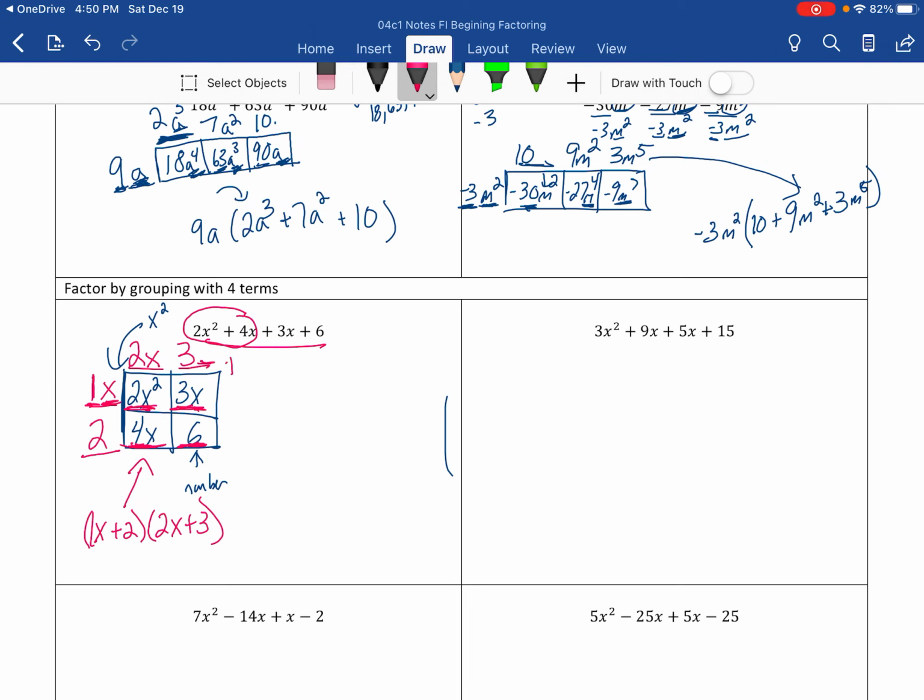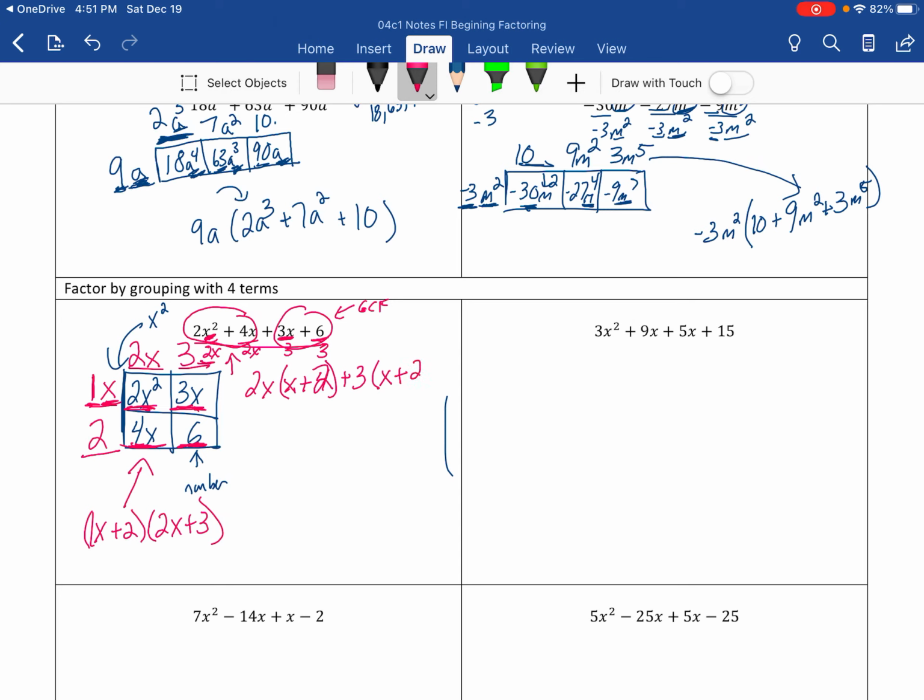There's a second way to do this. You can find the greatest common factor of the first two terms and the greatest common factor of the last two terms. So the greatest common factor of 2x squared and 4x is going to be 2x. When I factor that out, I'm left with an x and a 4. My greatest common factor for my 3 and my 6 is going to be a positive 3. I divide each out. So this part, I divided each part out by 2x. This part, I divided each part by 3.